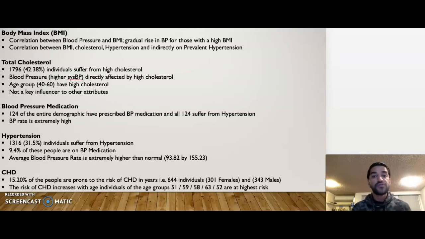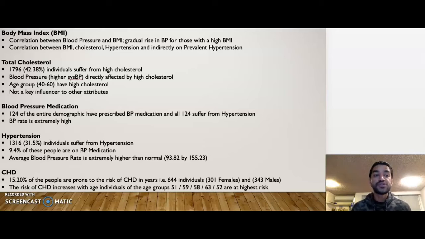We need to give a lot of importance to blood pressure, and medication, accordingly prescribe medication to make sure blood pressure rates are back to normal. Body mass index, there's a correlation between blood pressure and body mass index and a gradual rise in blood pressure for those with high body mass index.